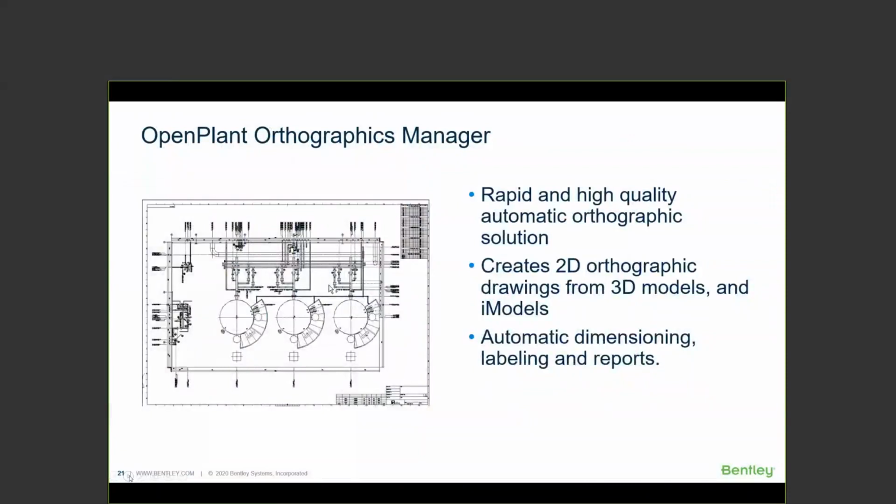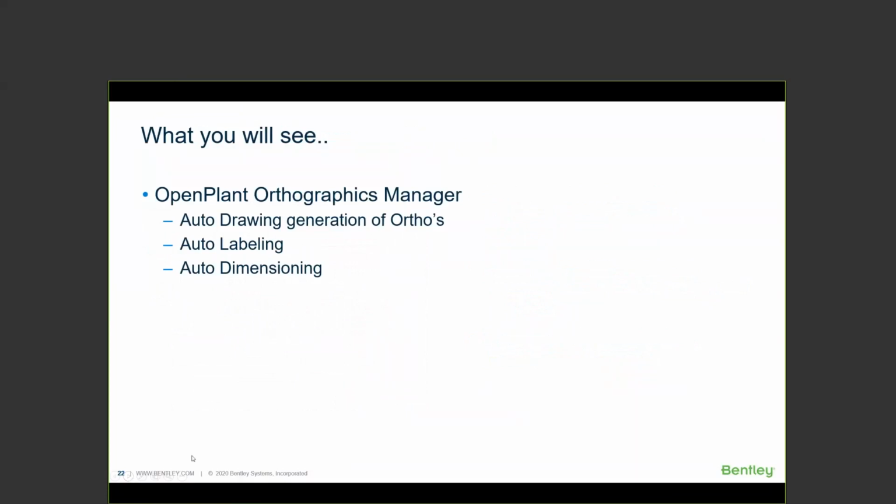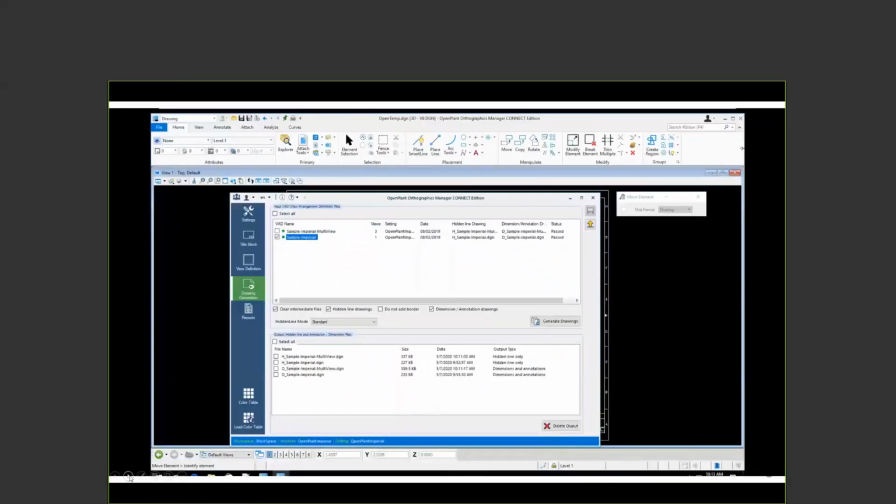So the last product we'll take a look at is OpenPlant Orthographics Manager. So OpenPlant Orthographics Manager can rapidly create some automated drawings, and it automates a lot of the stuff that may be kind of tedious to place, like automated dimensioning and labeling and reports, and you can pre-set up all of those. So what we'll see in this presentation is Orthographics Manager in action and some of the auto drawing generation of the orthos, the auto labeling and auto dimensioning. I'll turn on and off some different settings and show you the output.